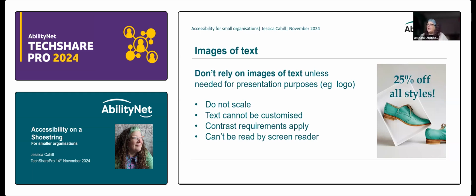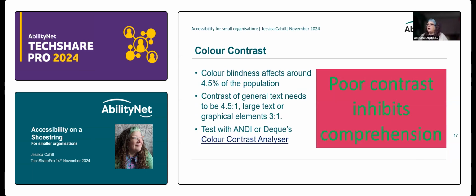We also need to think about color contrast. Around 1 in 12 men are colourblind, have colour vision difference. It's about 4.5% of the population. And we need to make sure that there is a contrast of general text with its background of 4.5 to 1, or for large text and graphical elements, 3 to 1. Again, we can test with Andy.